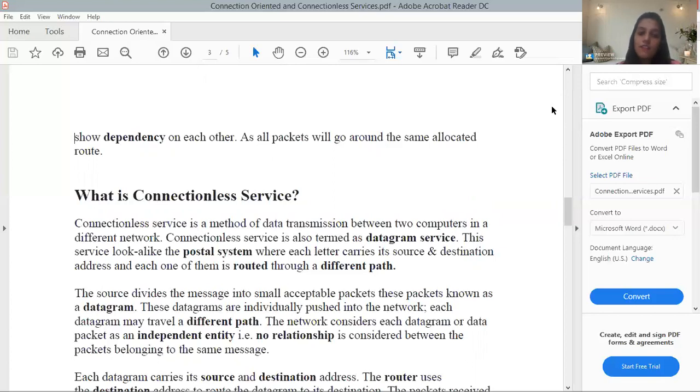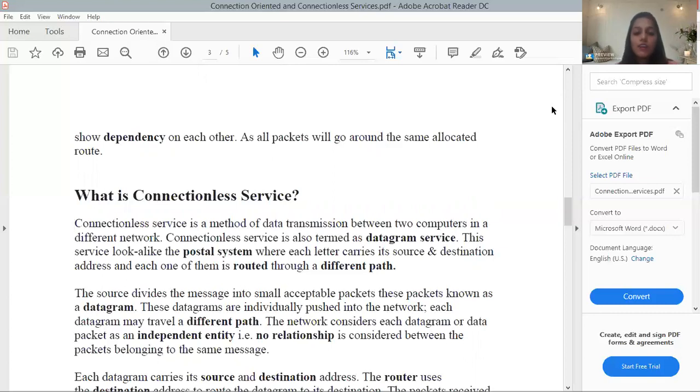So connectionless service is a method of data transmission between two computers in different networks. There is no predefined virtual connection, no predefined path. All things are random basically, or decided at runtime, right? So connectionless service is also termed datagram. The UDP protocol is basically a connectionless service, right? And the service looks like the postal system, where each letter carries its source and destination address. Each one of them is routed through a different path.